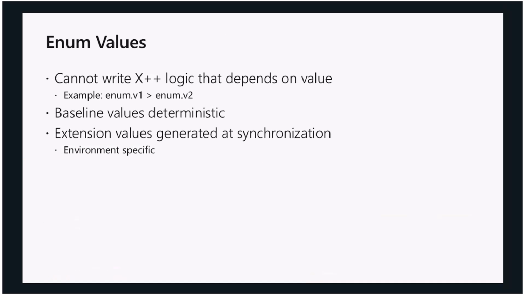So the first rule to understand with extensible enums is that you cannot write code that directly depends on the value, such as comparing the values in a greater than or less than operator. The reason for this is while the base enum values are deterministic and set by the system, the extension values are generated at synchronization time and thus are not guaranteed to be any specific value. Depending on other solutions that might be extending the same enumeration, the actual values are environment specific.